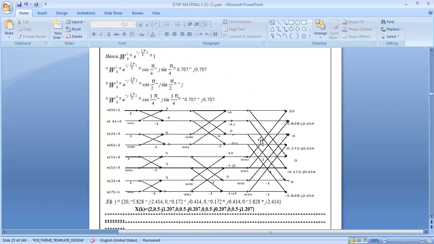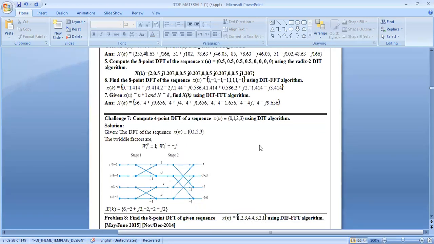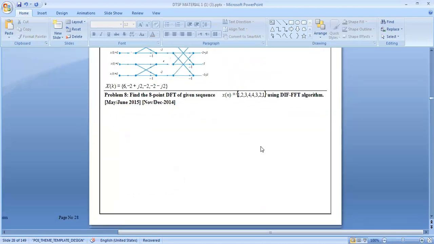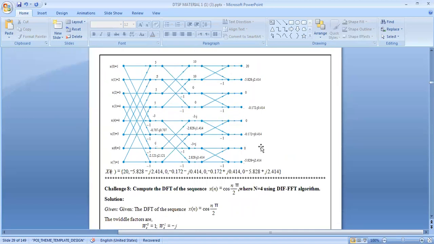Similarly, the next one will be having a minus b that has to be multiplied with the twiddle factor W_N to the power of k. Already we have seen the values of W8 power 0, W8 power 1, W8 power 2, and W8 power 3. Let me see over here.